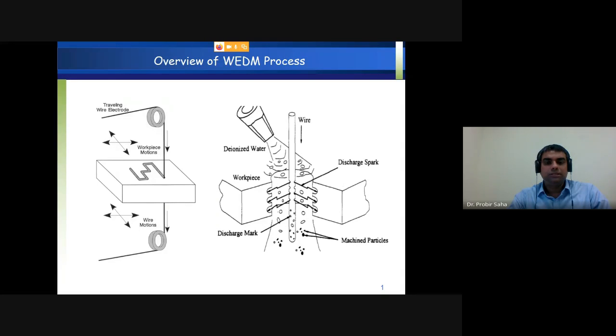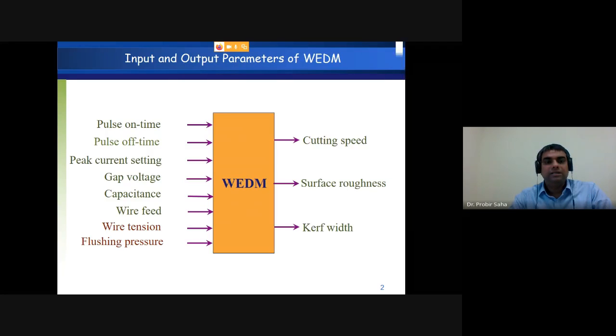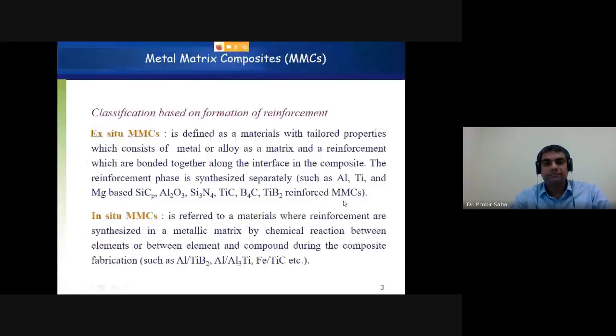I have applied it to wire electrodischarge machining. I think everybody knows it. The working principle is similar to EDM, but the only difference is that the wire is acting as an electrode, and the material removal takes place in the form of discrete sparks. These are the typical parameters: you have a pulse on time, pulse off time, peak current setting, gap voltage, capacitors. A lot of parameters are there. And on the output side, you have cutting speed, surface roughness, and kerf width.